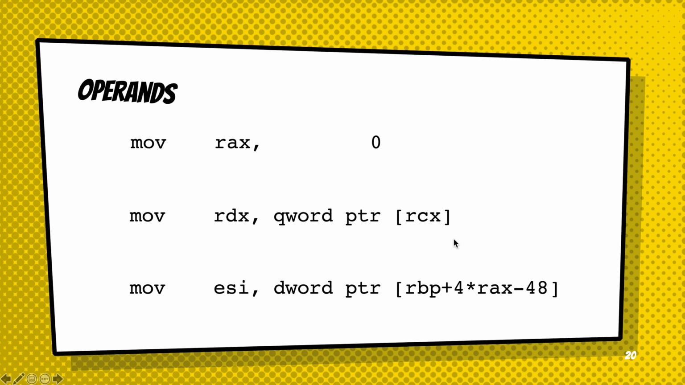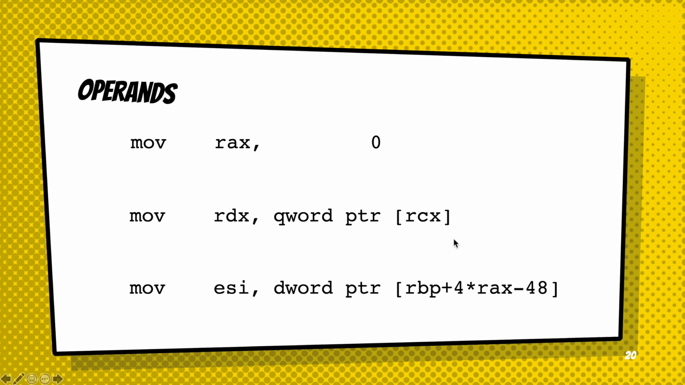Also, I'm going to show you operands in different fashions written in Intel syntax. There are different kinds of operands. An operand can be a single register or an immediate value, such as RAX or just 0.